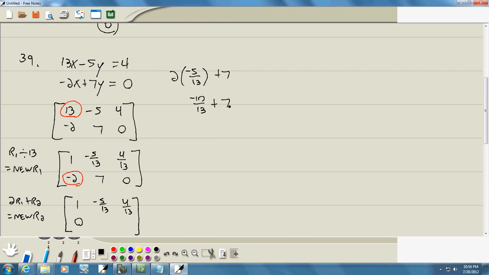This is a mixed number. I'll take 13 times 7. That gives me 91, and minus 10 gives me 81 thirteenths. Let's see, 91, yeah, 81 thirteenths. Then I'm going to take 2 times 4/13. Actually, I can do that in my head. 2 times 4/13 is 8/13 plus 0 is 8/13.